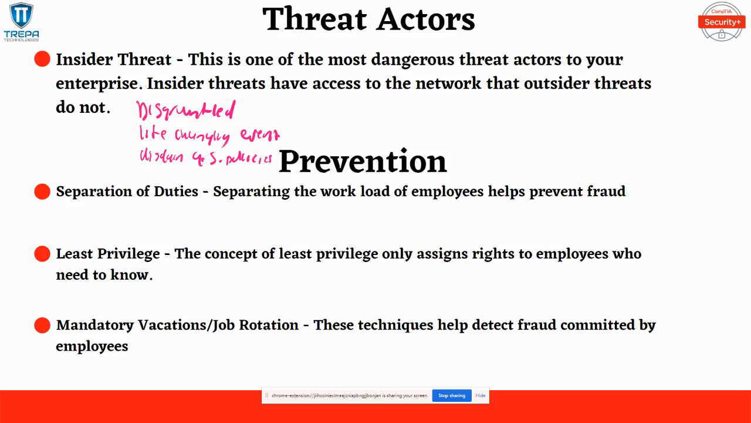And then we have mandatory vacations or job rotation. This is a way to detect fraud or unethical behavior by exposing the insider threat while they are gone. So if someone who's been at that job for 5 years finally takes a vacation and you notice the numbers are different now in your accounting systems, you may have just detected fraud being committed by that employee.